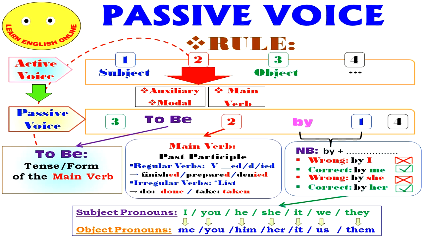The last part in the rule of the passive voice is part number 4, or the rest of the sentence. And to remind you again, we can have a sentence in the active voice with just 3 parts. That is to say, we have only the part of the subject, the part of the verb, and the part of the object. And sometimes we can have also an additional part, which is part number 4, which we'll call here the rest of the sentence.